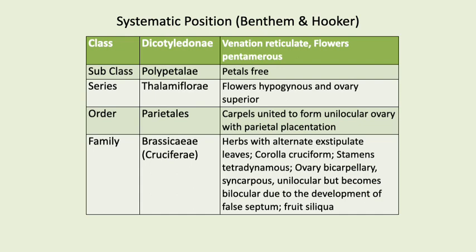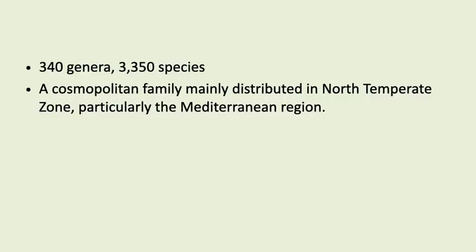Family Brassicaceae or Cruciferae. Herbs with alternate exstipulate leaves. Corolla is cruciform. Stamens tetradynamous. Ovary bicarpellary, syncarpous, unilocular, but becomes bilocular due to the development of a false septum. Fruit is siliqua. It consists of about 340 genera, 3,350 species. It is a cosmopolitan family mainly distributed in north temperate zones, particularly the Mediterranean regions.